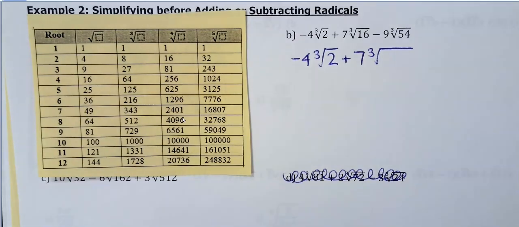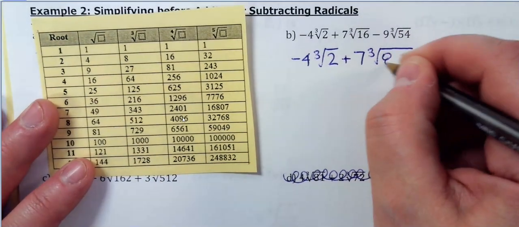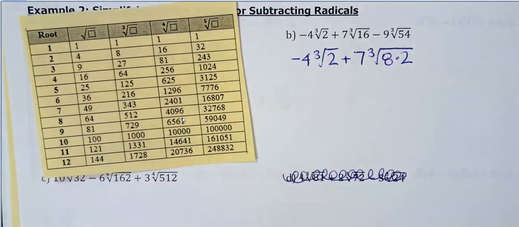Okay, so here's my perfect cubes. You're going to remove a 2. This is 8 times 2. I know you guys are not familiar with these, but 8 is a perfect cube. That's what I'm trying to remove.